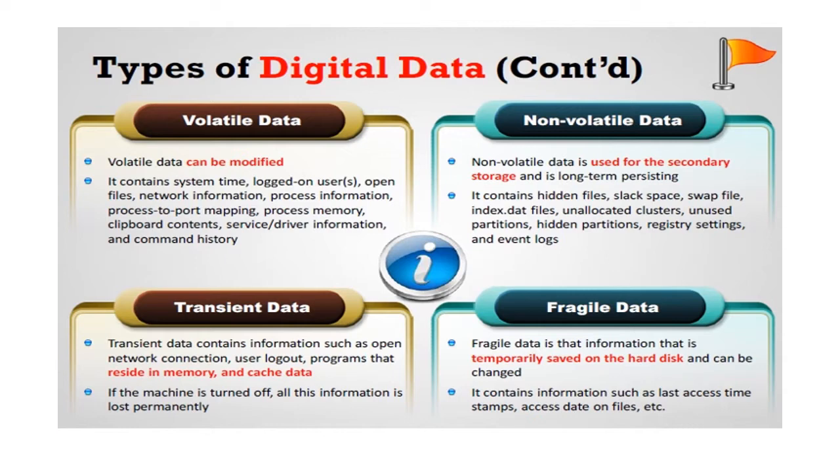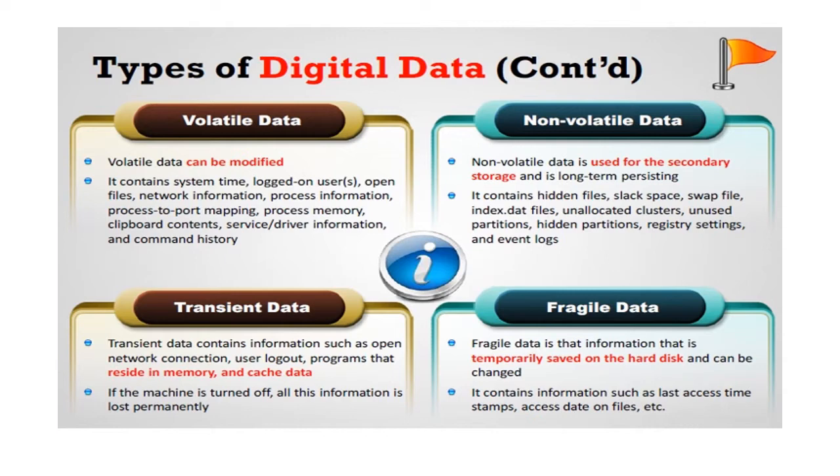Volatile data, some would want to term it as data that is perishable, in the sense that when the power is switched off from a computer, then that data will be lost. So we have volatile data as a type of digital data.